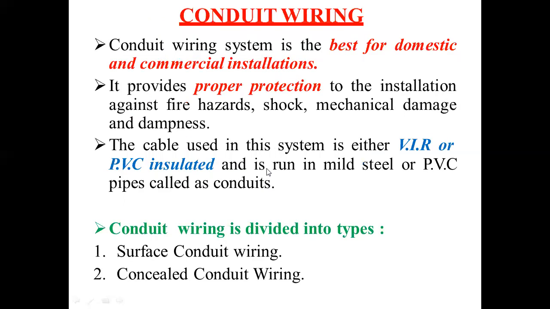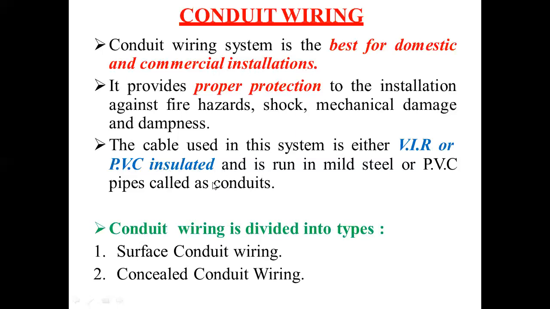Now we'll come to the main type, that is conduit wiring, which is there for our syllabus. The conduit wiring is used the best for domestic and commercial installations. It provides proper protection to the insulation against fire hazards, electric shock, mechanical damage, dampness, all things. So it is better protection compared to the other types of wiring. The cable used in this system will be either vulcanized rubber or PVC insulated, that is polyvinyl chloride.